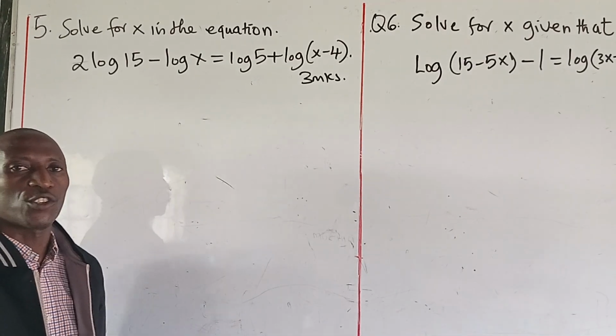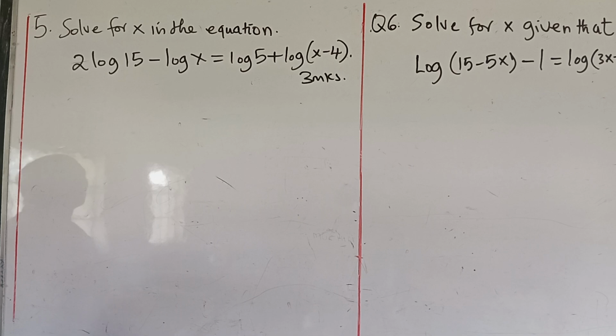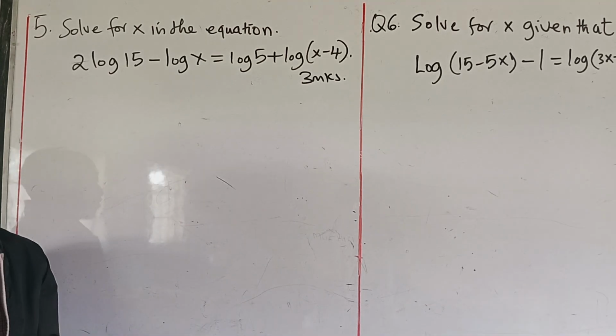I beg your pardon, it should be question number 5. Number 5 reads: solve for x in the equation 2 log 15 minus log x is equal to log 5 plus log into brackets x minus 4.